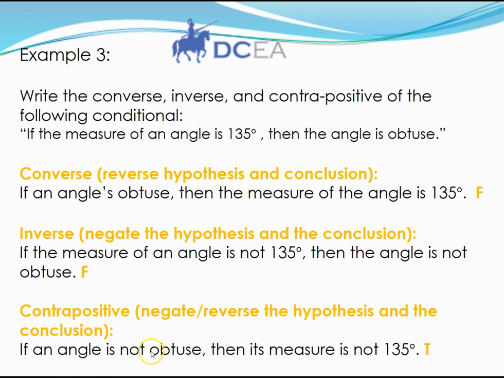So if an angle is not obtuse, then its measure is not 135 degrees. And this is true. If an angle is not obtuse, that means that it would be a straight angle, which could be 180 degrees. It could be an acute angle, which is less than 90 degrees.